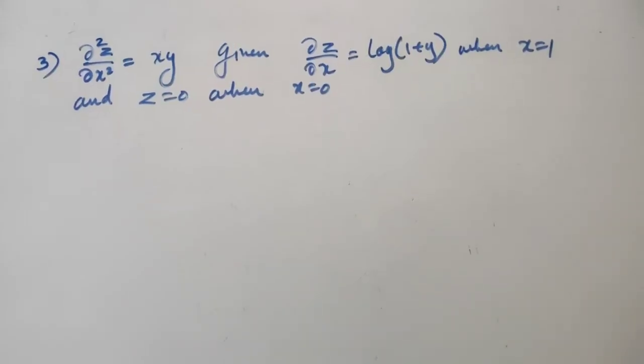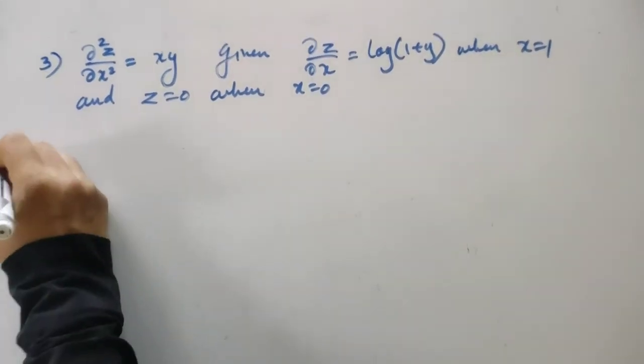Yes, here we have one more problem. Dou square z by dou x square is equal to x into y, given that dou z by dou x is equal to log of 1 plus y when x is equal to 1, and z is equal to 0 when x is equal to 0. Solution.